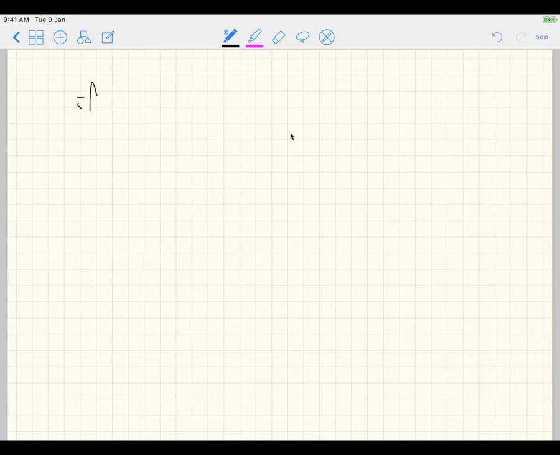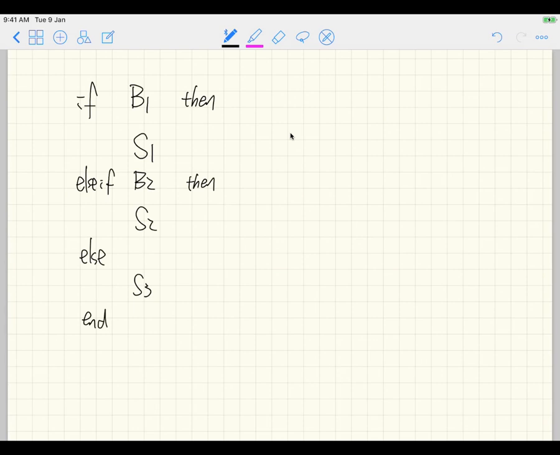Let's say this. If B1, then S1. Else if, of course this applies to Java as well, just syntax is different, B2, then S2. Otherwise, I do S3. Okay, so this is general. You can have as many else if as you like. Now, let's say we started with some precondition Q, and we also end with some postcondition R.